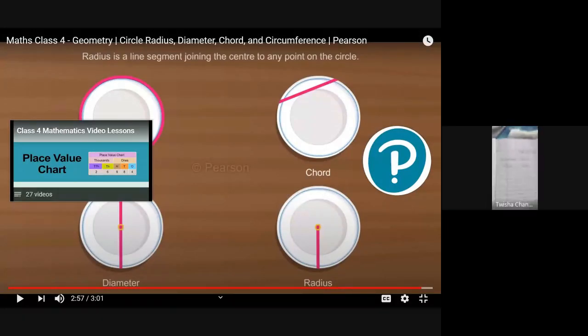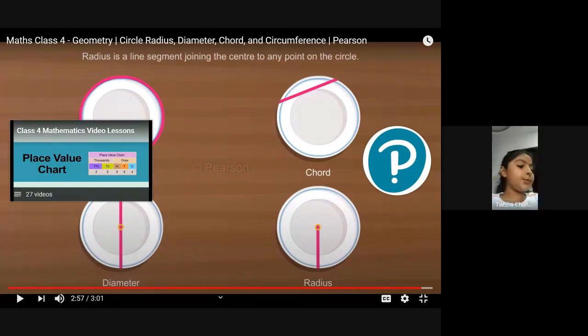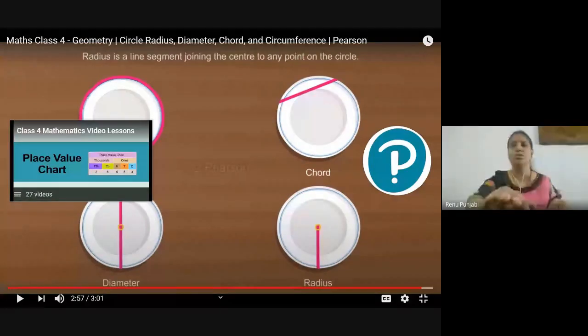Ma'am, see. Yes, how much is it? Very good. Chord is 15 centimeter. And what is the diameter? Okay. And what is the circumference of your circle? 42 centimeter. Okay. Please do it, children.